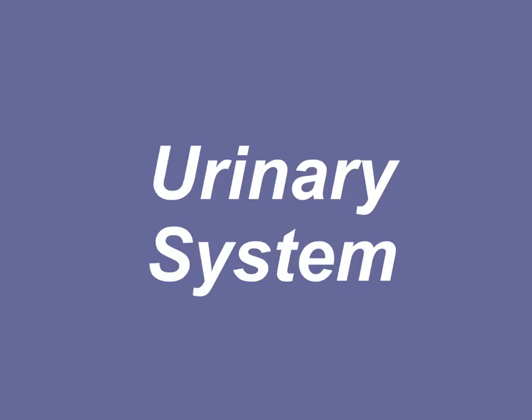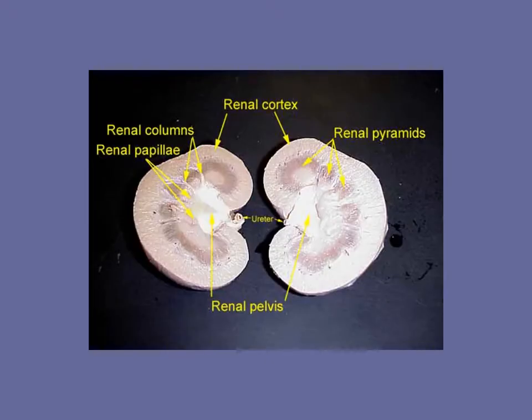Well, let's take a moment and review over the urinary system. On this particular presentation, we will be reviewing over the parts of a sheep kidney and then the histology of the urinary system. This is a typical sheep kidney, however, a cow kidney would look very similar.